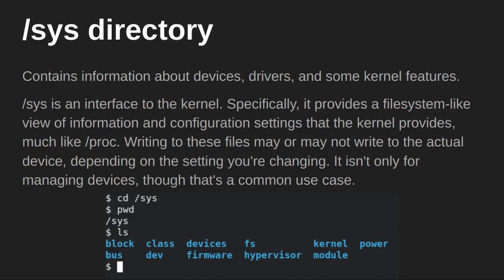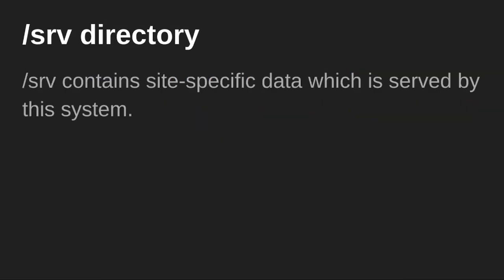Now let's move to the sys directory. Sys directory contains information about the devices, drivers, and some kernel features. Sys is an interface to the kernel. Specifically, it provides a file system like view of the information and configuration settings that the kernel provides, much like the proc. I think we haven't discussed the proc directory yet. We will discuss it. Writing to these files may or may not write to the actual device depending on the setting you are changing. It is not only for managing devices, though that's a common use for this directory.